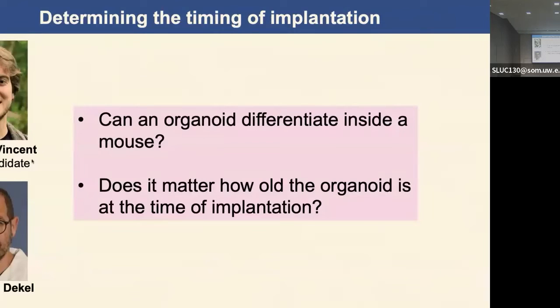So Thomas Vincent in our laboratory has taken on this project, and he asked a couple of simple questions. One is, can an organoid differentiate inside a mouse? So far what we've done in the past is take mature organoids and implant them into the animals. But what would happen if we took cells that were not fully differentiated before they turn into complete organoids and implant them? And then the other related question is, does it matter how old the organoid is at the time of implantation? And this was work that we did collaboratively in a project with Benjamin Deckel, who's in Israel and has a lot of expertise in stem cell differentiation.